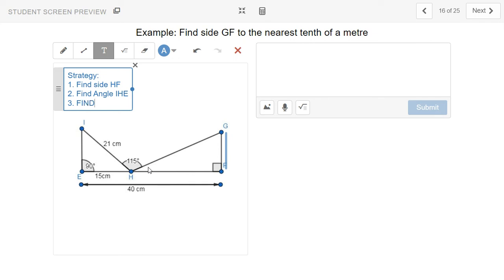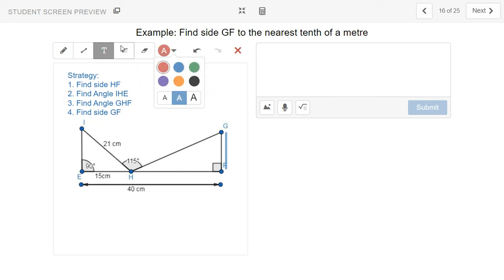After that, we're going to find angle GHF, and finally, we're going to find side GF. Great, let's get started.